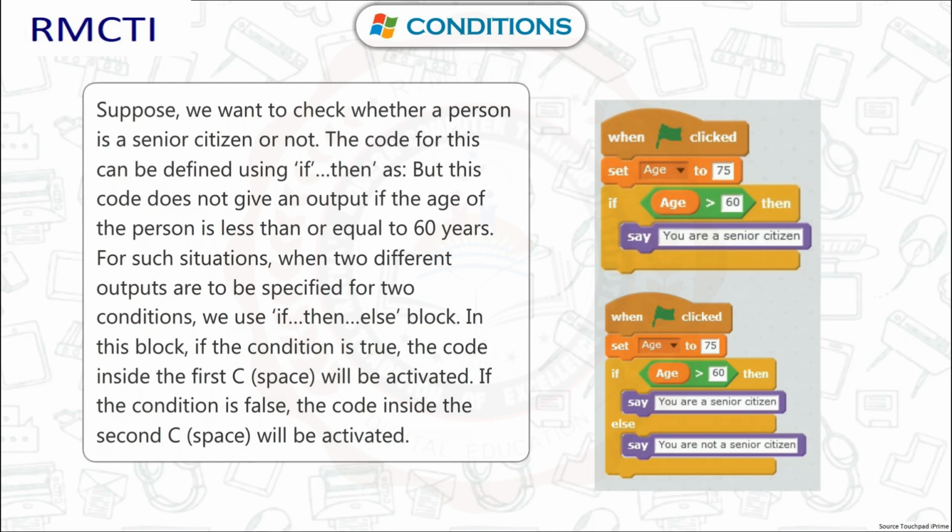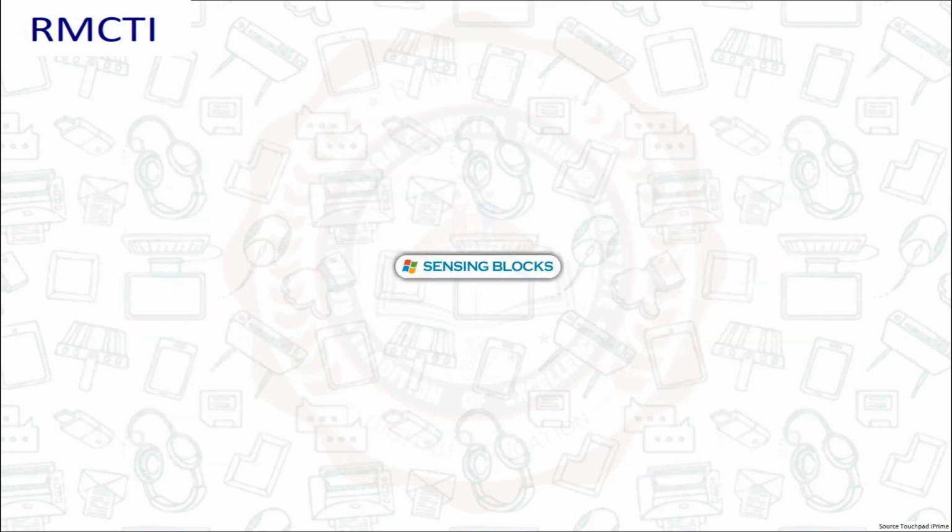For such situations, when two different outputs are to be specified for two conditions, we use the if then else block. In this block, if the condition is true, the code inside the first C space will be activated. If the condition is false, the code inside the second C space will be activated.